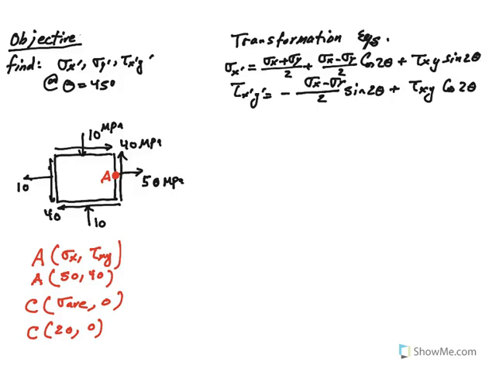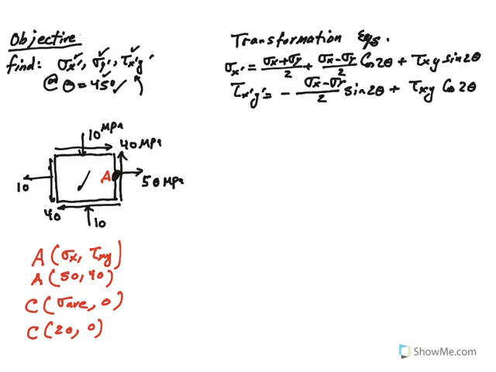Hello everybody. I have another example of how we can use Mohr circle for a given stress element, as you see here, to find stresses at some other plane. In this case, the objective is to find these transformation stresses, sigma x prime, sigma y prime, and tau x y prime at an angle of 45 degrees positive. Positive means going counterclockwise. So look at a plane 45 degrees counterclockwise to point A, which is our reference basically.